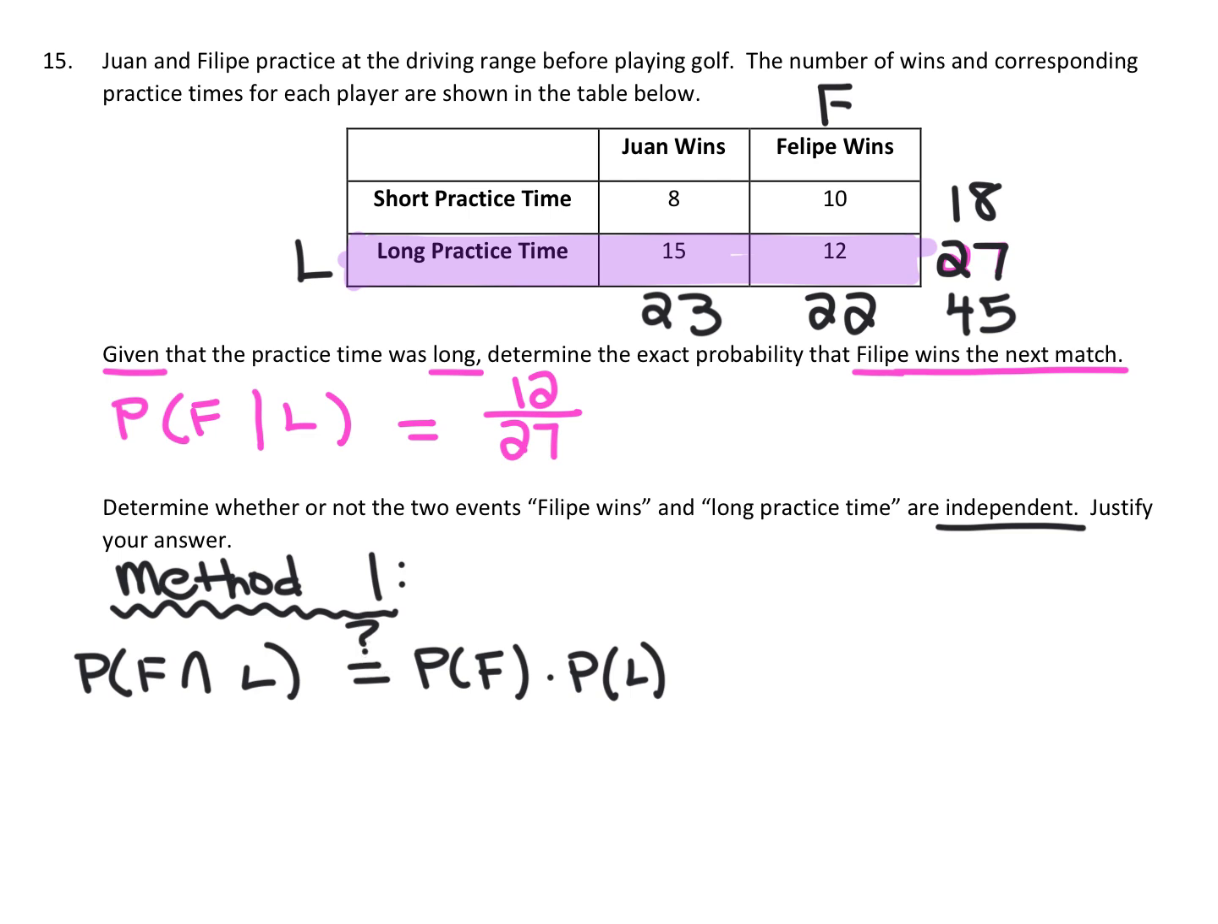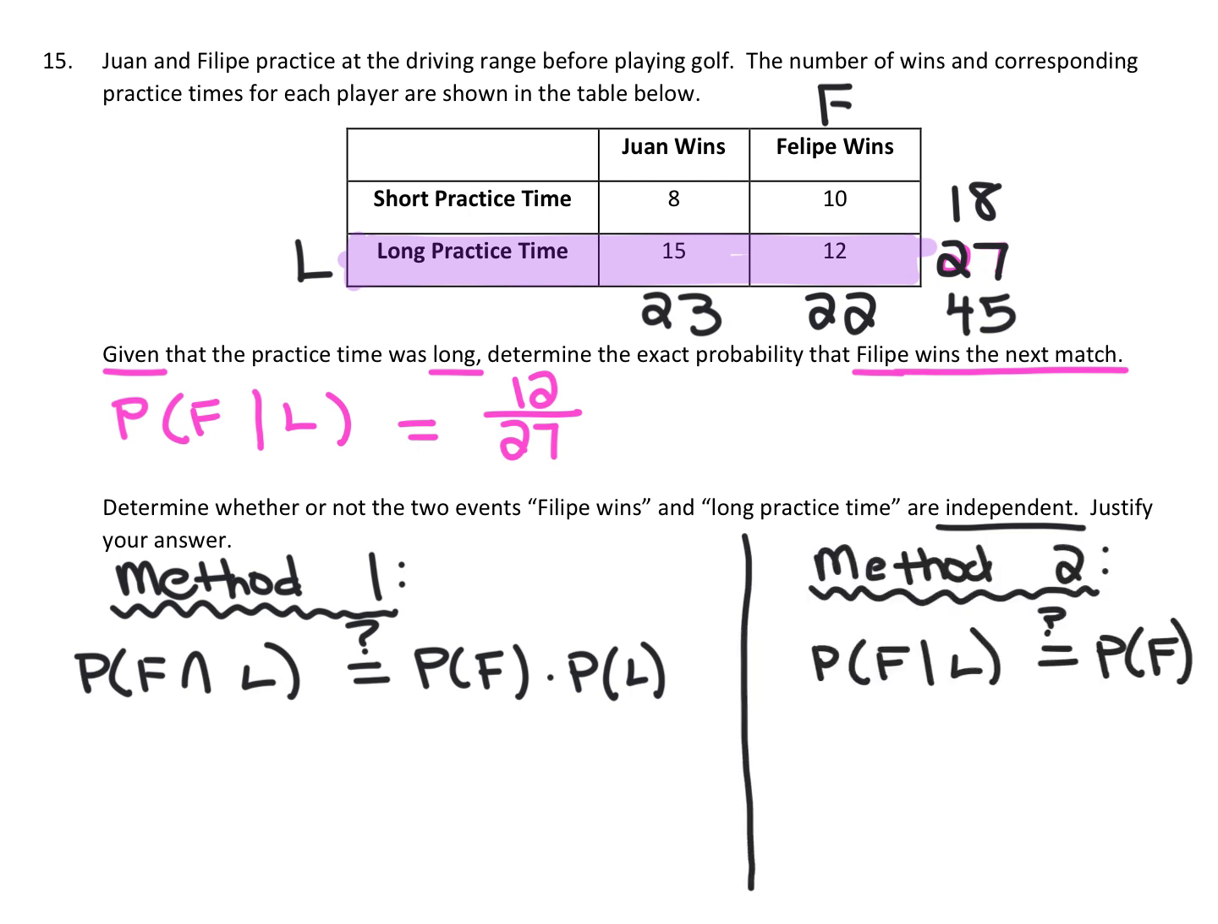The other rule that you could use, and we'll call that method 2, is this rule. The reason this rule is probably easier for this one is because didn't we already find the probability of Felipe given long over here? Let me start with method 2. We already know the probability of Felipe given long is 12 over 27, so I'm just going to plug that in.